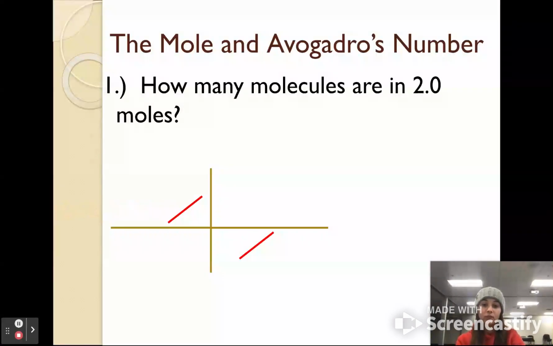All right. The second problem, how many molecules are in 2.0 moles? Wonderful. Step one, we're going to write down what's our known and what's our unknown. So our known in this video, what did they give us in the problem, right? They gave us 2.0 moles. So that is our known. I know that I have 2 moles, right? My unknown is molecules.